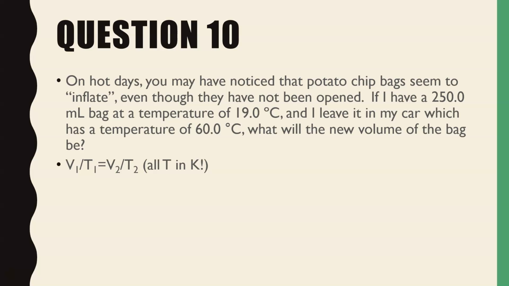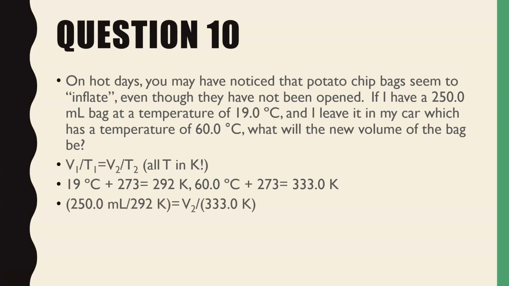So my first step is to take those 2 Celsius temperatures and turn them into Kelvin by adding 273 to both of them. So now, instead of 19 degrees Celsius, I have 292 Kelvin, and instead of 60 degrees Celsius, I have 333 Kelvin. Then I'm going to plug into my formula, and I'm going to solve for my unknown, which in this case is my V2, and that's going to get me my 285 milliliter answer.